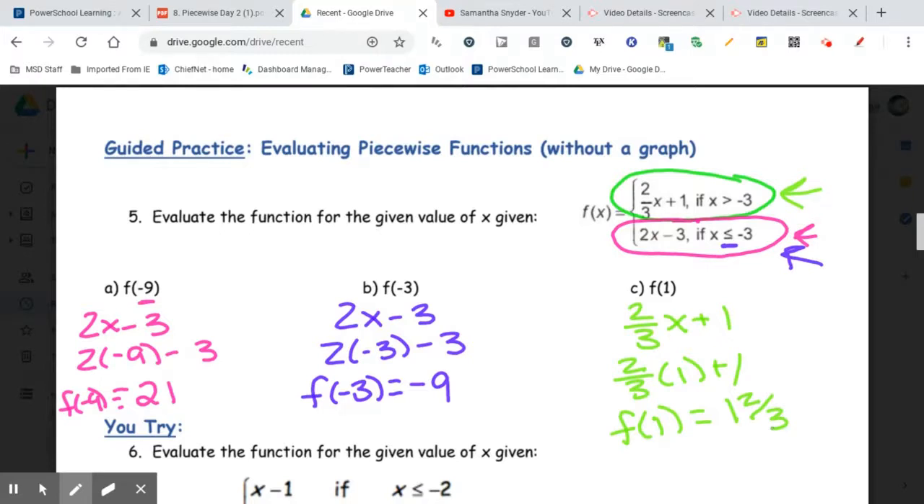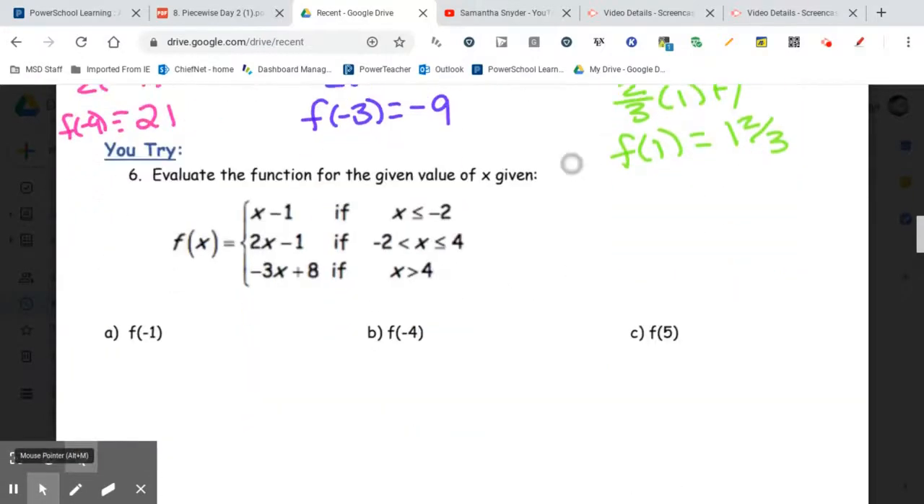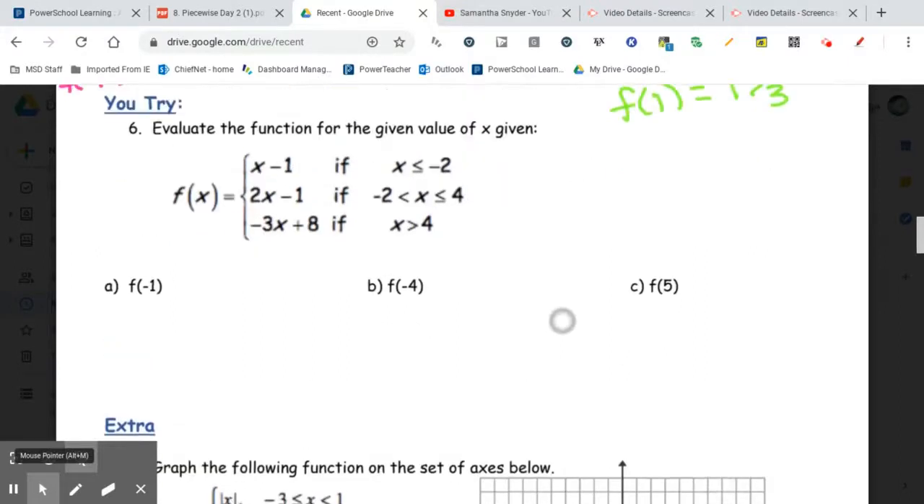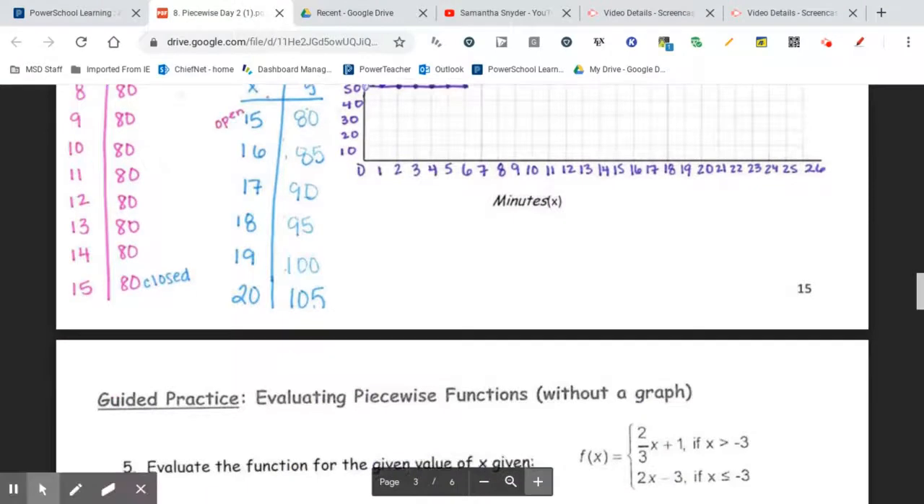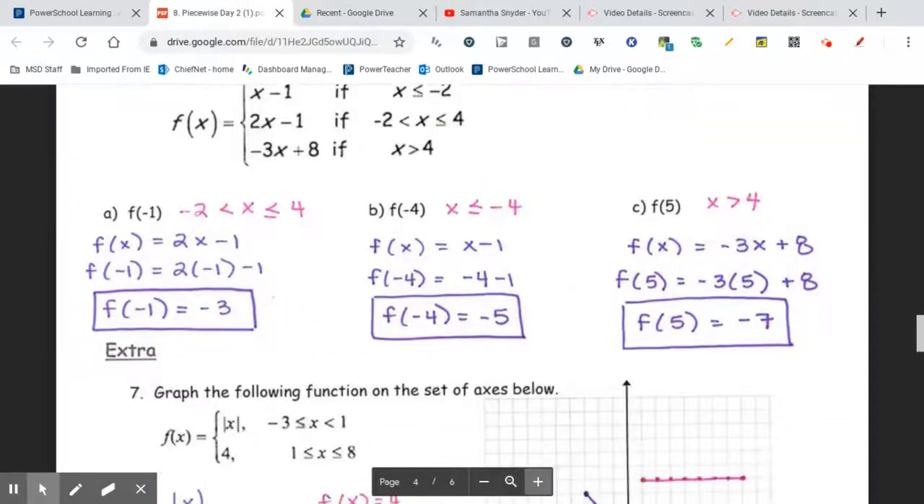I'm fine with either. Okay, go ahead and try the you try problems. I'll put the answer key up in just a moment. Pause the video, obviously. Okay, the answer key for that is right here. So A is negative 3, B is negative 5, and C is negative 7.